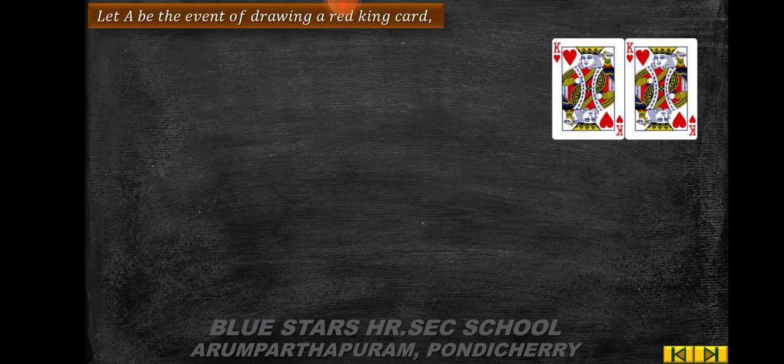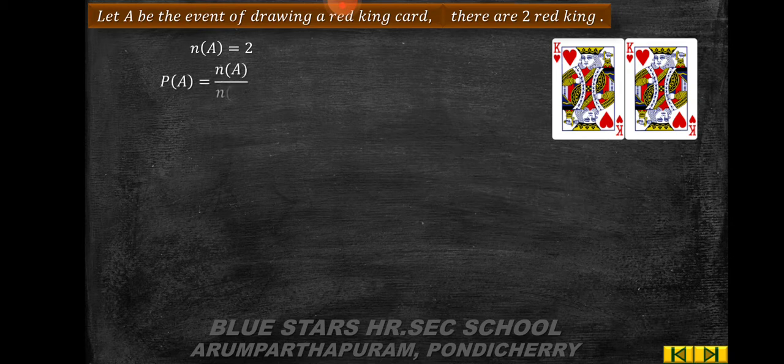Let A be the event of drawing a red king card. One is heart and the other one is diamond. So there are two red king cards. So n(A) is equal to 2. P(A) is equal to n(A) by n(S), which is 2 by 52.